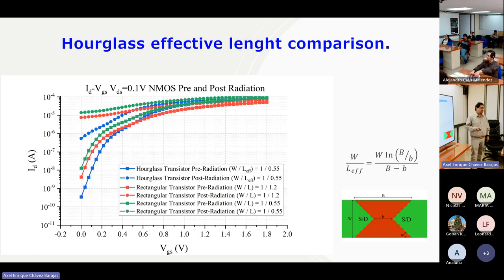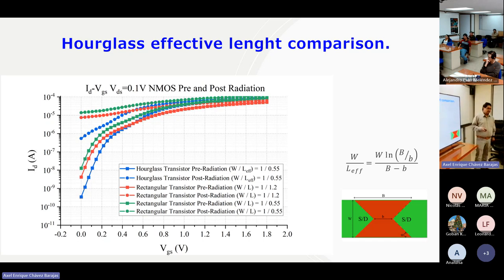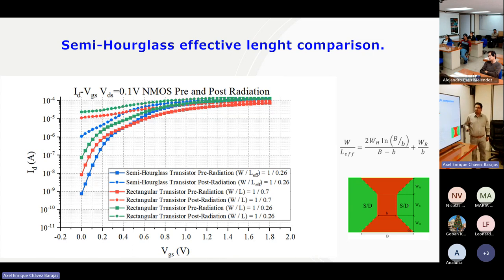Now, to know the effect of the channel length for this radiation hardening, we are using a comparison of effective length of both Hall-less and semi-Hall-less. Here for the Hall-less, we are making a simulation of a Hall-less transistor and two rectangular transistors with different lengths. The length of one rectangular transistor is the effective length of the device, given by this equation, and the other is the maximum length of the device, seen here with the upper letter B of the image. With those two lengths of rectangular, we make the simulations, and as we can see here, the pre and post radiation results show that the Hall-less has better radiation hardening results than the two rectangular transistors. We make the same comparison, but with the semi-Hall-less transistor, and we obtain similar results in both cases.